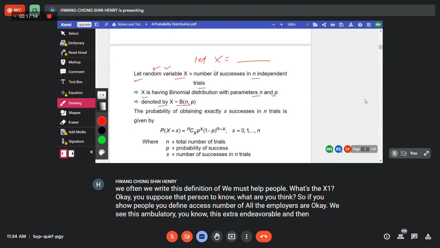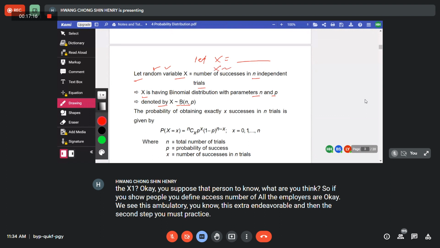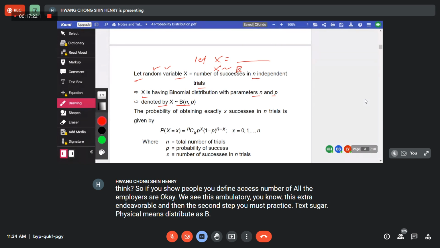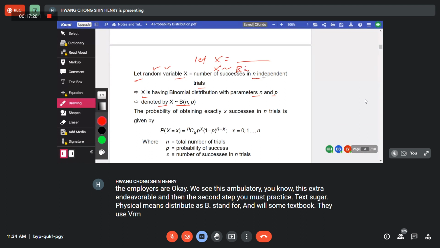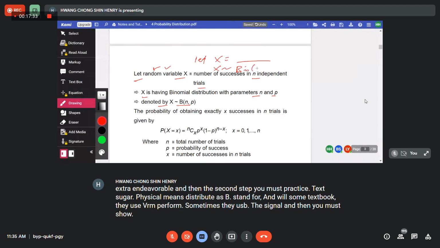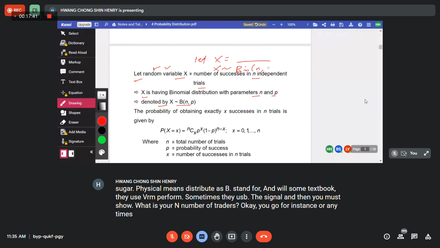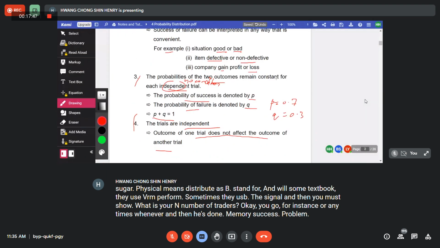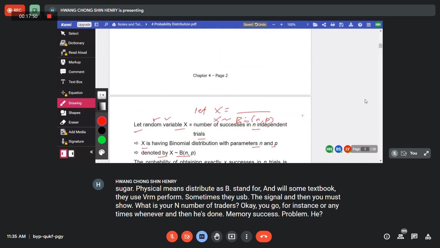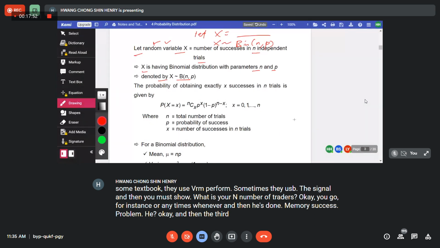And then second step, you must write this X distributed as. You see this symbol? This symbol means distributed as B, which stands for binomial. Some textbooks use BIN, short form, some use B. It's the same. And then you must show what your n is, the number of trials. You throw a coin 10 times or 20 times, then you write n here. And then p is the success probability.